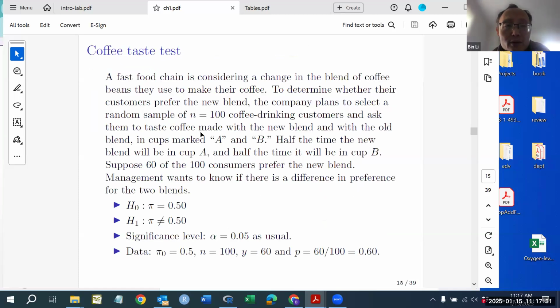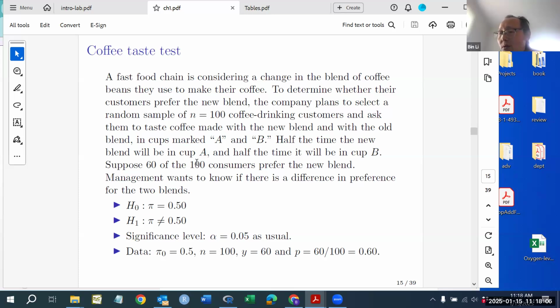Now let's see an example. This is the coffee taste example. So here we have a fast food chain considering a change in the blending for the coffee beans. To determine whether the customers prefer the new blend, they randomly selected 100 customers and asked them to taste the coffees with the new blend and with the old blend. So the sample size is 100.